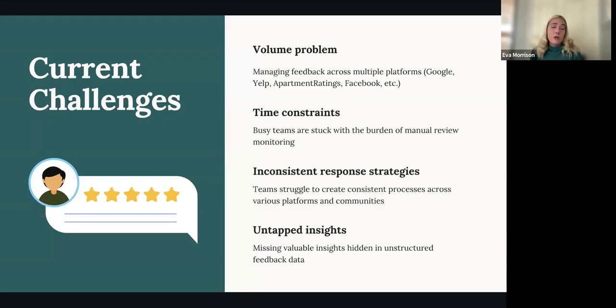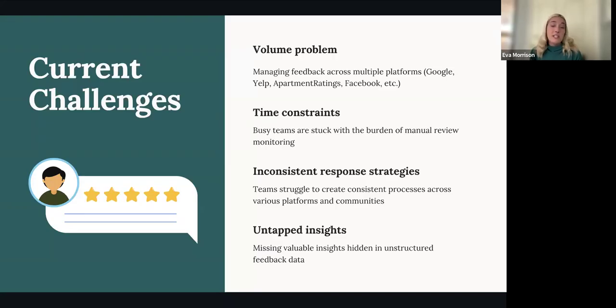A lot of times we're seeing folks have inconsistent response strategies too. It's difficult to standardize how we're going to respond to these different reviews when they're happening in so many fragmented places. Each community might have a slightly different response protocol here. And so creating really consistent processes across all the different platforms and communities that we work with is something we often see companies struggle with.